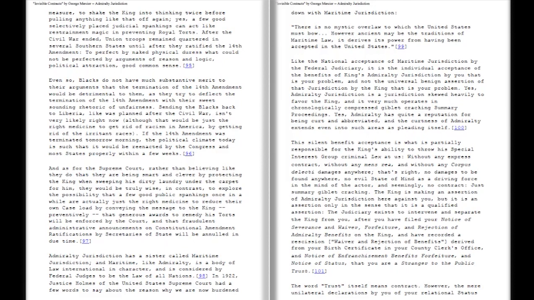95. Even so, blacks do not have much substantive merit to their arguments that the termination of the 14th Amendment would be detrimental to them, as they try to deflect the termination of the 14th Amendment with their sweet sounding rhetoric of unfairness. Sending the blacks back to Liberia, like was planned after the Civil War, isn't very likely right now, although that would be just the right medicine to get rid of racism in America, by getting rid of the irritant races. If the 14th Amendment was terminated tomorrow morning, the political climate today is such that it would be reenacted by the Congress and most states properly within a few weeks.